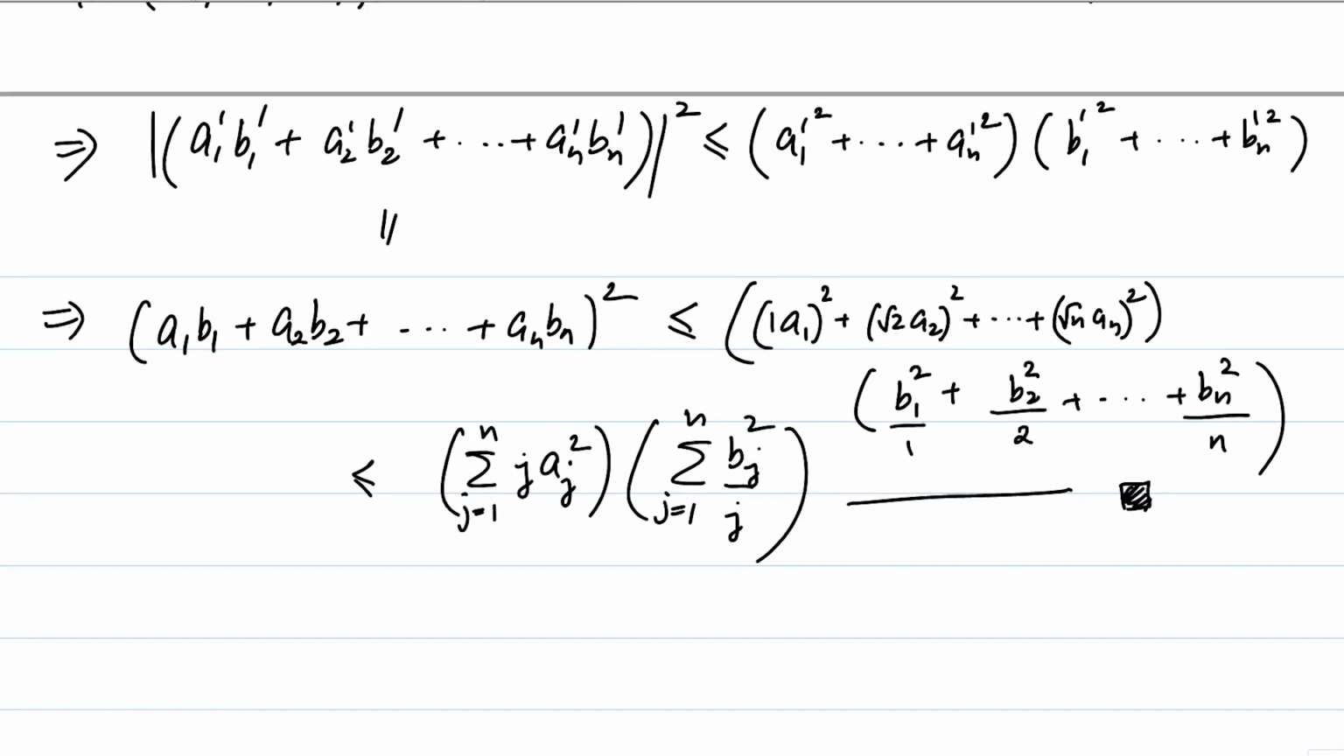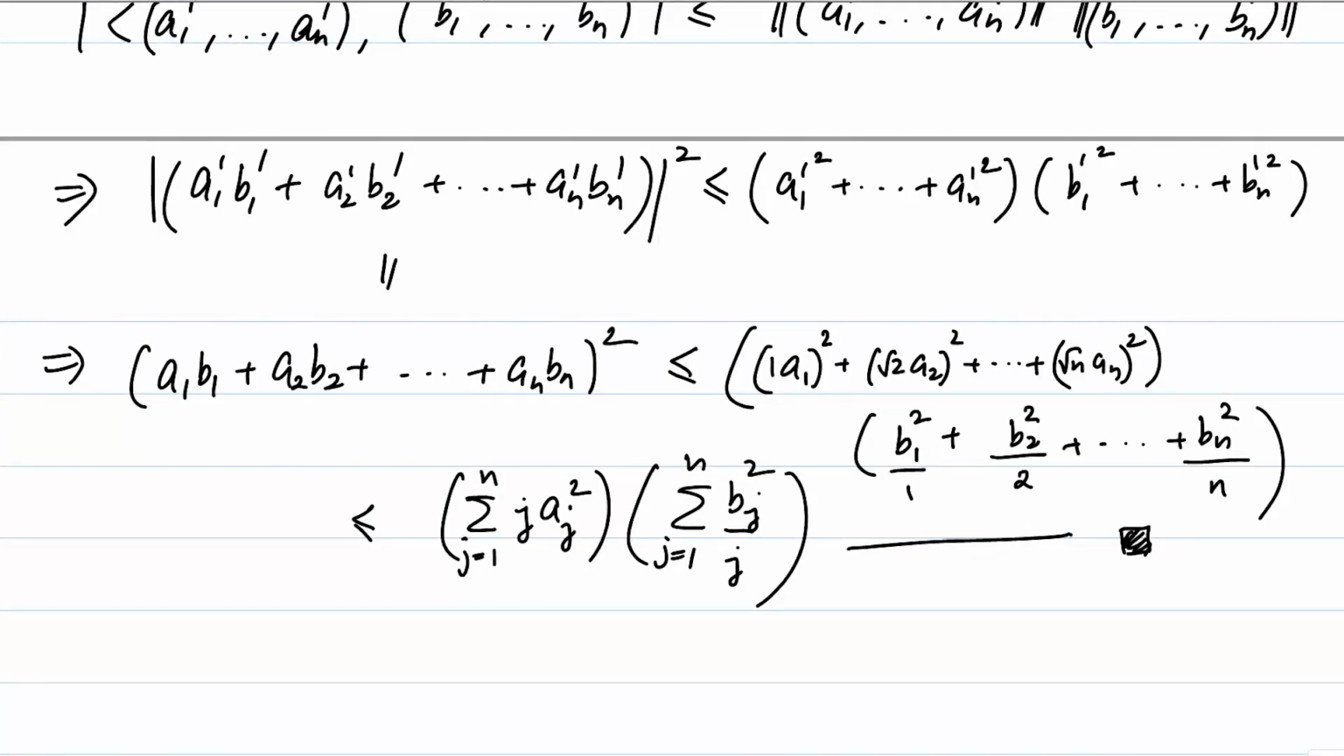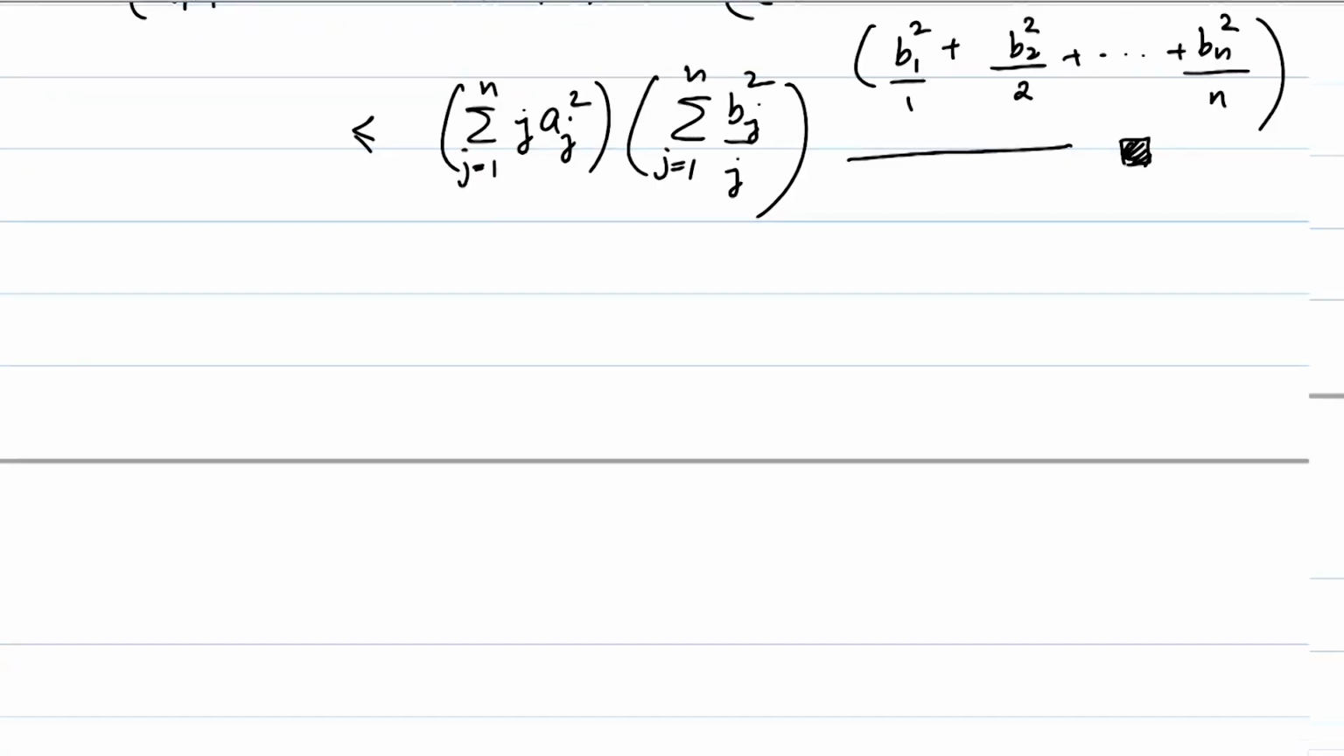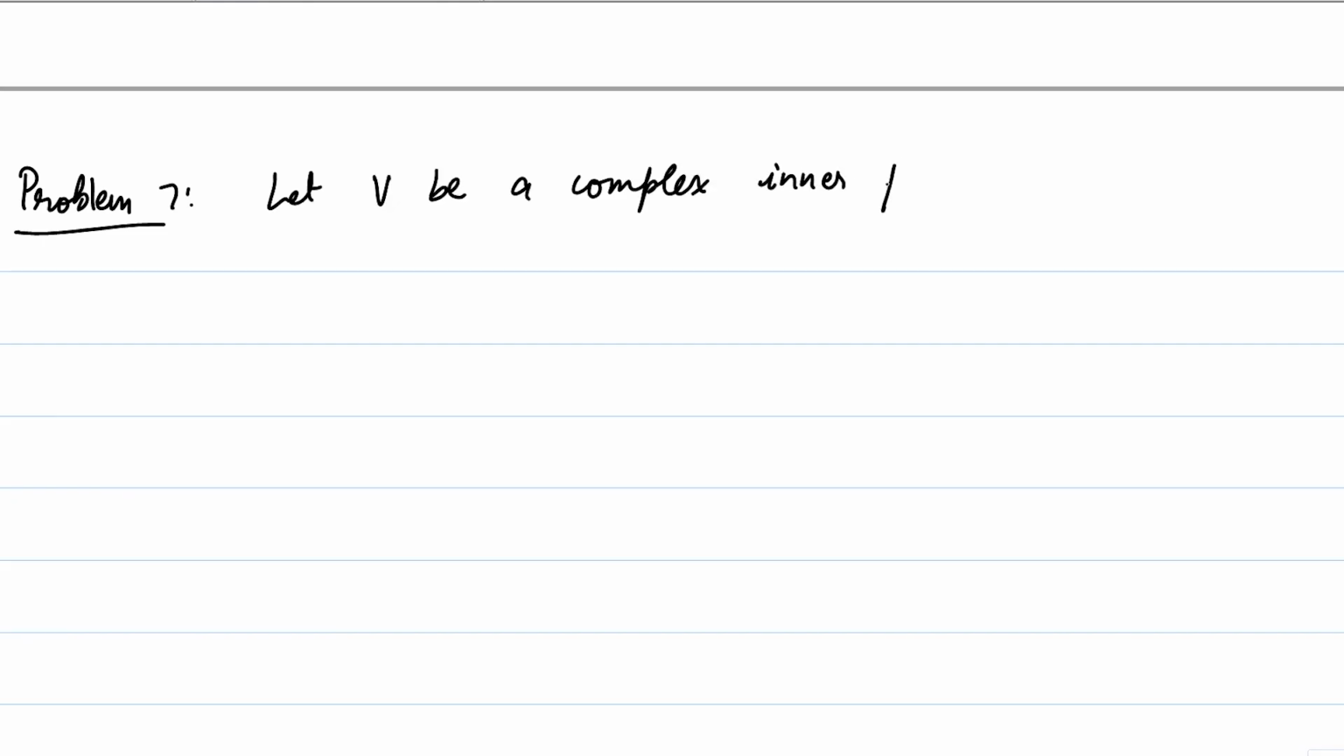So by picking our vectors very carefully, Cauchy-Schwarz inequality is giving us some remarkable inequality that we have seen here. So the final problem in this problem session involves an identity that is true in a complex inner product space. So let's look at what the problem is. Problem 7. So let V be a complex inner product space.